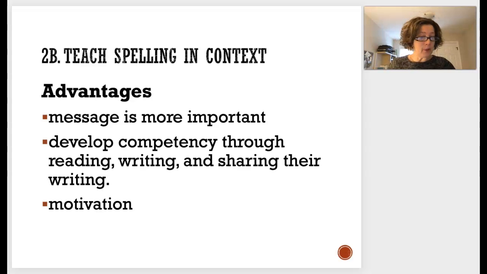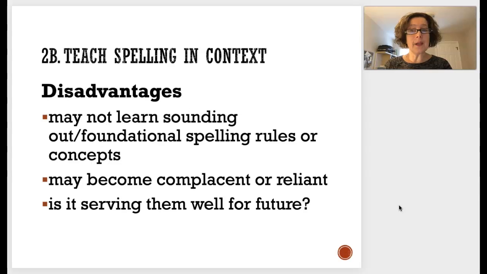Okay, and the final bullet point is motivation. Hopefully it should be better if they are seeing the words in the context of the literature that they like. That's the key point. So they're reading a book that they like, they see a spelling word and go, hey, I don't actually know what that word is. Hopefully their motivation is a little bit more to find out what that word is. Then they've had all those positive interactions with it. Hopefully then when they go to write, all of those positive things will inspire them to actually write that correctly in their writing. Okay, so there are disadvantages.